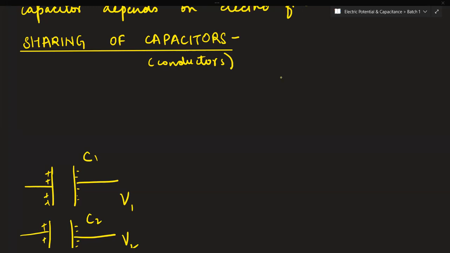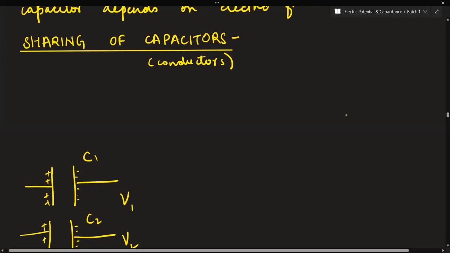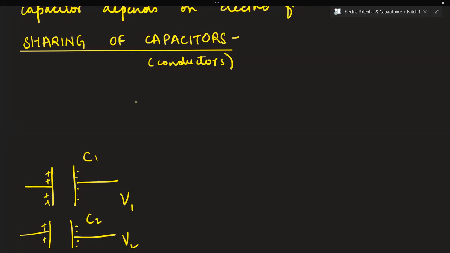All right. Okay. So yesterday in the last class, we had completed till energy density. We saw the formula and the derivation for it. We had seen the force between two parallel plate capacitors, and the energy density between two parallel plate capacitors. This we have covered. Now, sharing of capacitors. This is also one of the important topics.